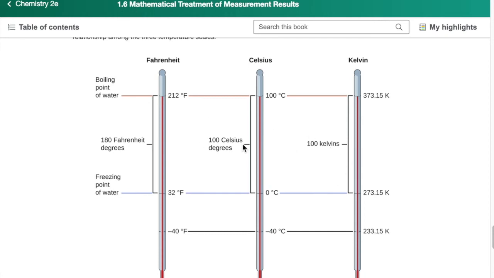The 100 kelvins and 100 Celsius degrees are the same size, but 100 Celsius degrees are equal to 180 Fahrenheit degrees. That's why we multiply that Celsius by 1.8 to get the Fahrenheit. But then we also have to add 32 because it's offset. 0 degrees Celsius is the same as 32 degrees Fahrenheit.